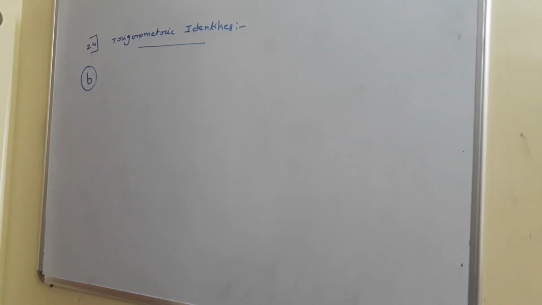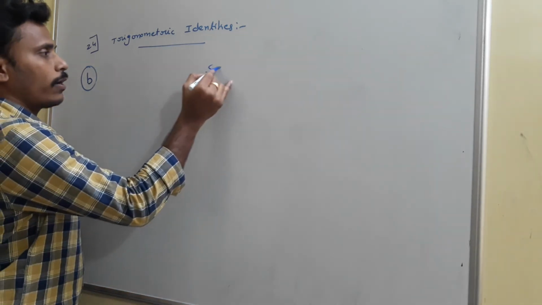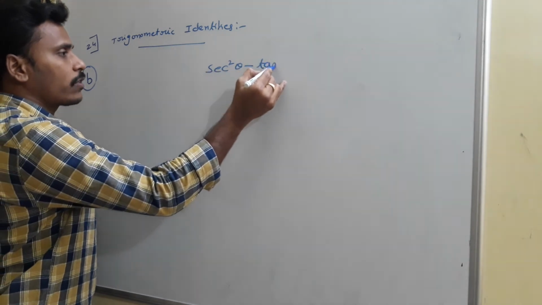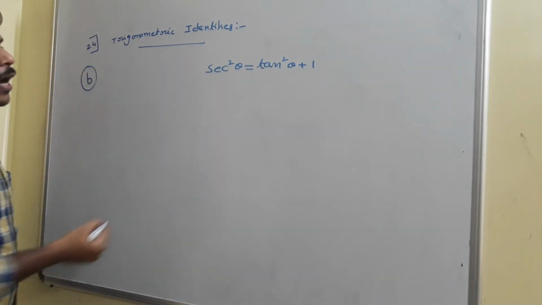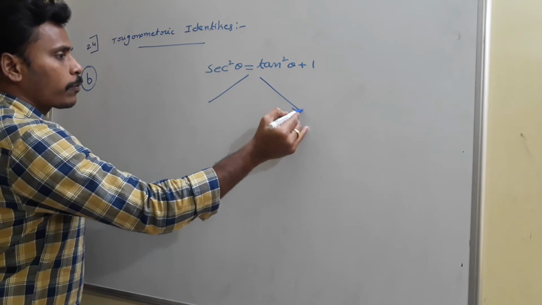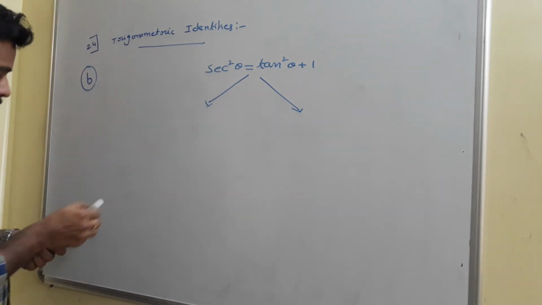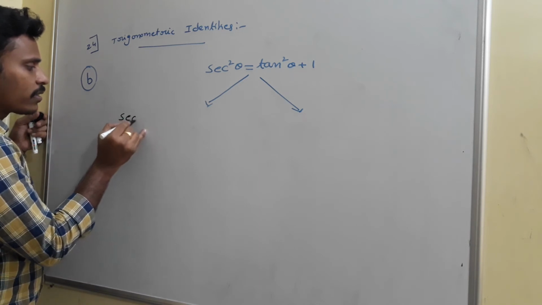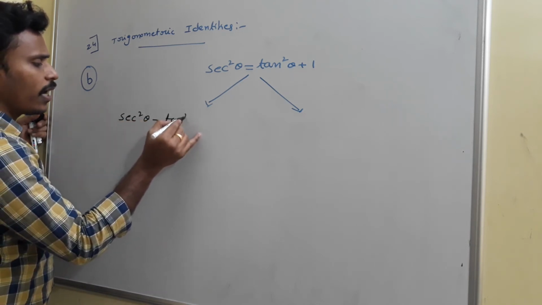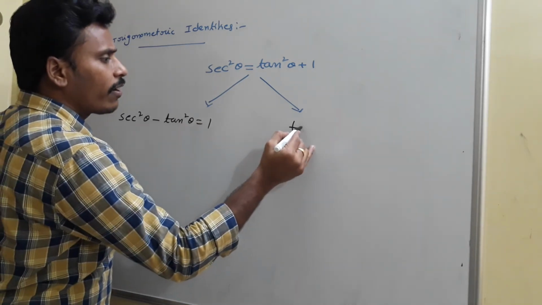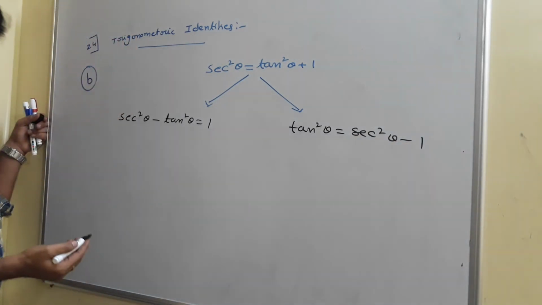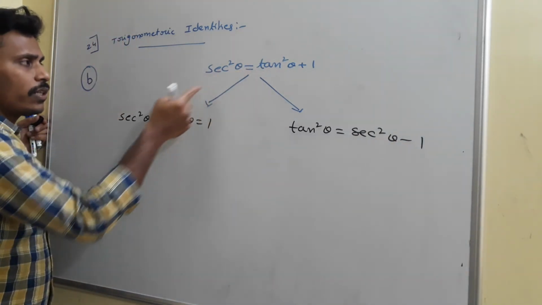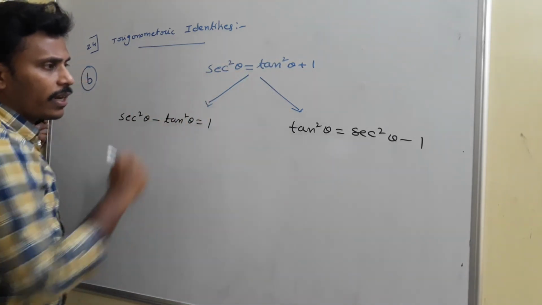Now look at different expressions related to secant square theta minus tan square theta is equal to 1. Actually, secant square theta is equal to 1 plus tan square theta. That's what we proved. And now if you rearrange it, that means if you express it in some other ways, it becomes like this. On one side I will write secant square theta minus tan square theta is equal to 1, and on the other side tan square theta is equal to secant square theta minus 1. Is it right? Absolutely. Here you just send tan square theta, it becomes like this. Here send 1 to that side, it becomes like this.